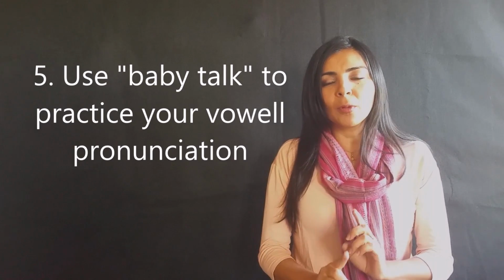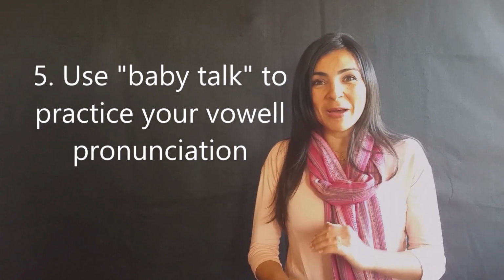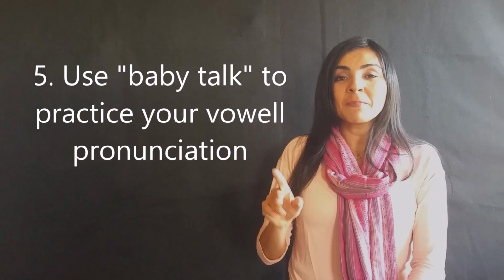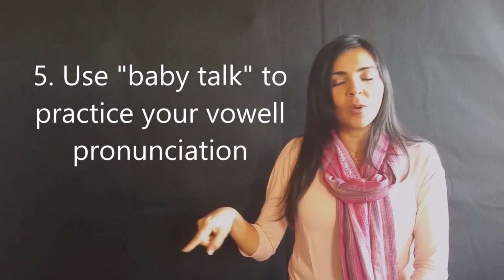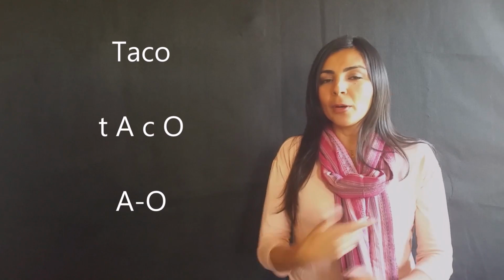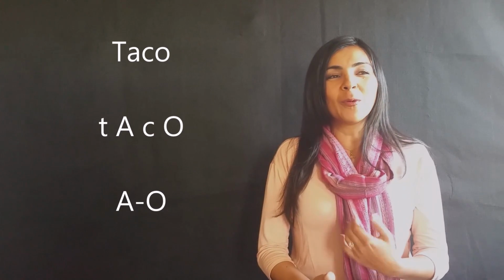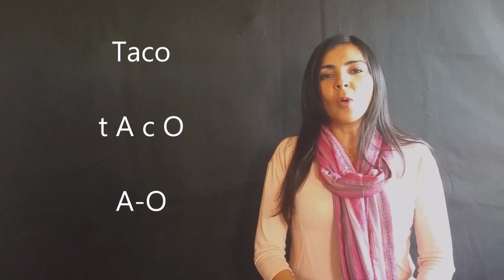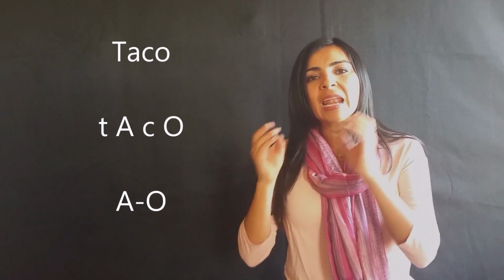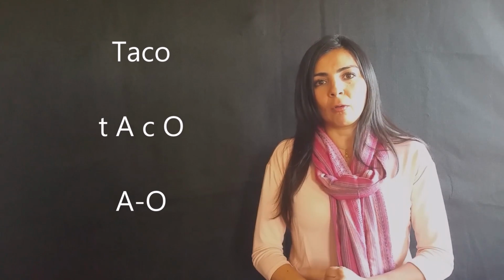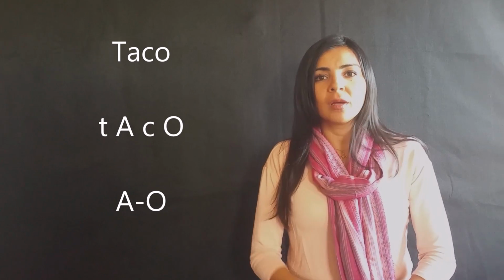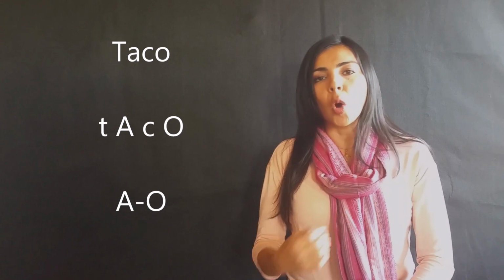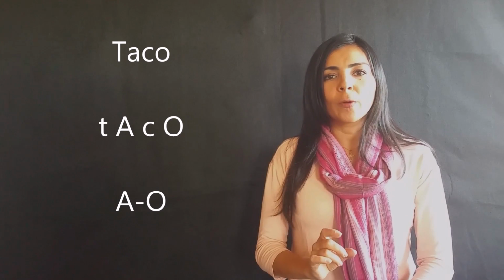So this is one example. I have more to say about this fifth tip, but just click and you watch the next video. But this is what I mean. For example, taco. Okay, most people, most English speakers say taco. Now what I do is take the vowels and I work on those vowels. So it's not A-O, taco. It's not A-O, it's A-O.